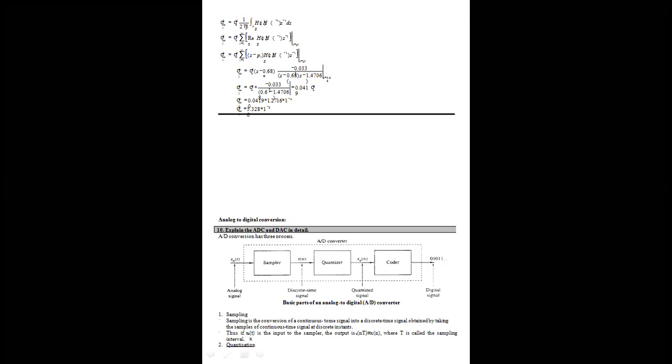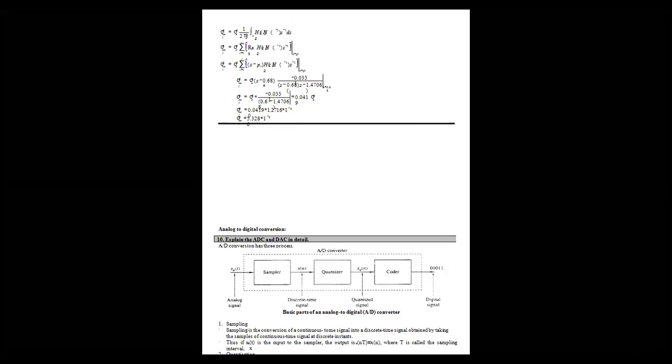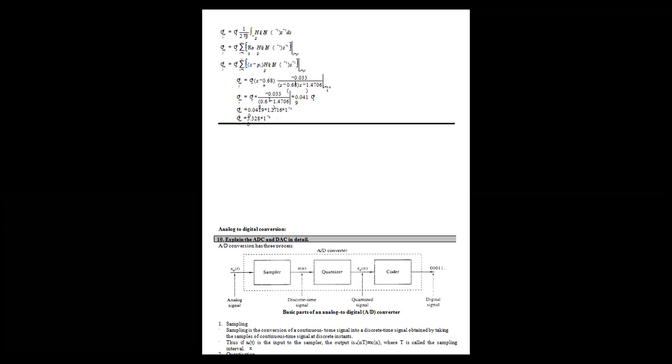When we talk about an ADC block diagram, we often have three processes: the sampling, the quantization, and the coder. The first is sampling, where the input is an analog signal, xa(t). Sampling is the conversion of a continuous time signal into a discrete time signal, obtained by taking samples of the continuous time signal at discrete instants.